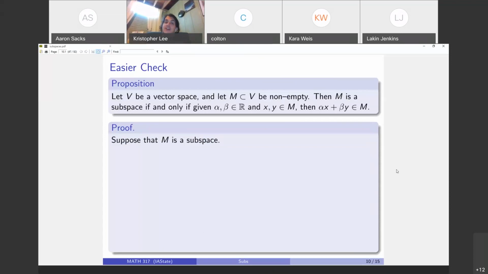Suppose you have a subspace. What do I want to prove? Given alpha and beta out of the reals and any two things out of M, then this lives in there. So pick two scalars, pick two things out of M, and since M is a subspace, scaling them remains in the set, and then adding them together will remain in the set. And boom, forward direction has been proven. If you are a subspace, then you have this property.